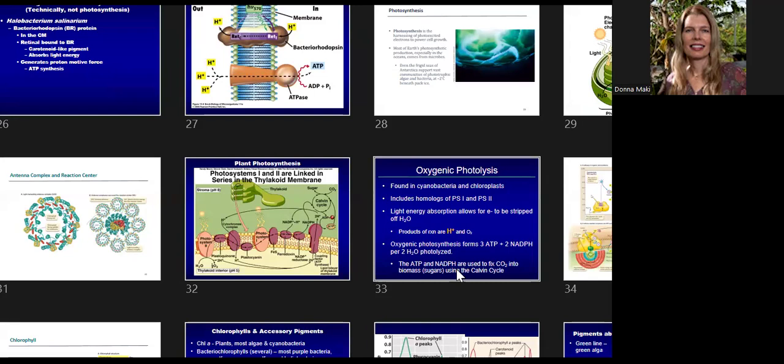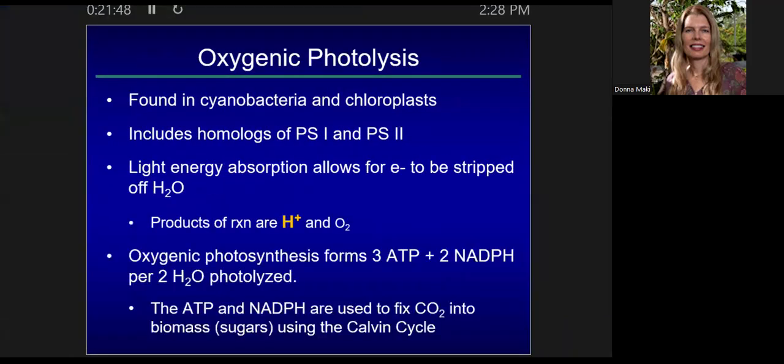And the ultimate goal really is to get a proton gradient, to get your ATP, and then to get NADPH formed at the very end of the electron transport.